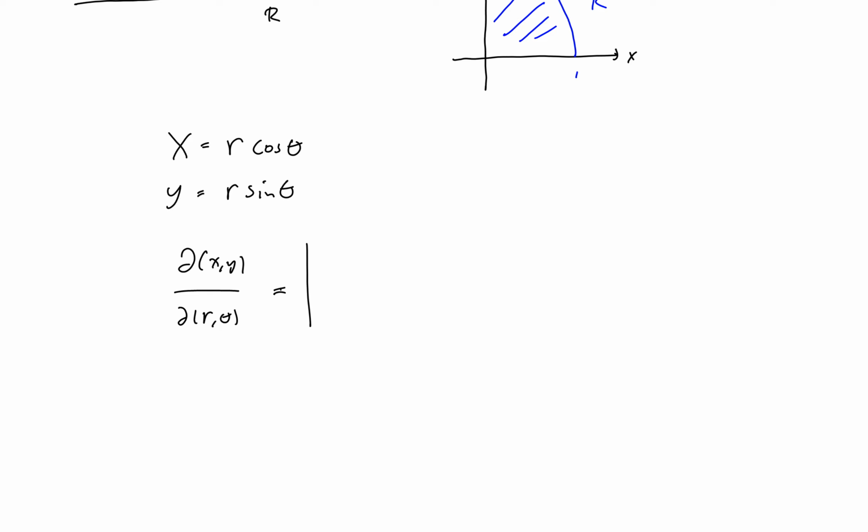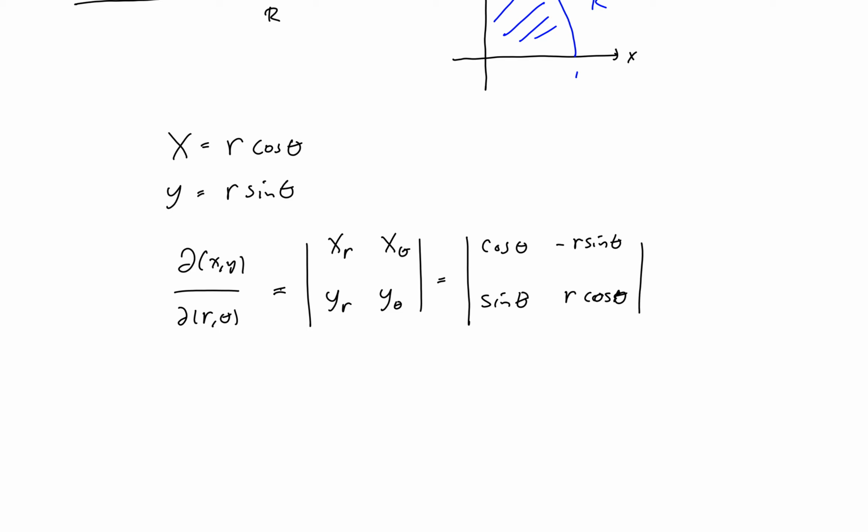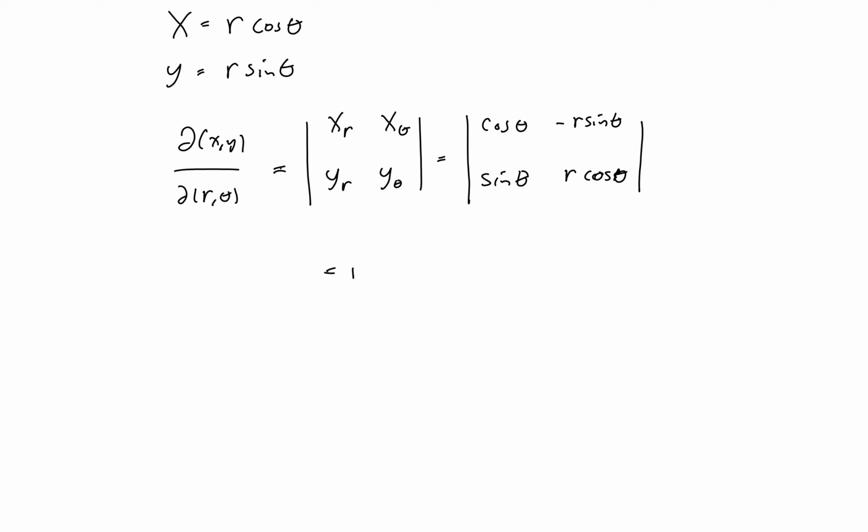So this is going to be x with respect to r, x with respect to theta, y with respect to r, y with respect to theta. And so this is just cosine theta, and then minus r sine theta, and then this is sine theta, and this is r cosine theta. So when we take this determinant, I get r cosine squared theta minus minus, so plus r sine squared theta, which is r times cosine squared theta plus sine squared theta, which is just r.